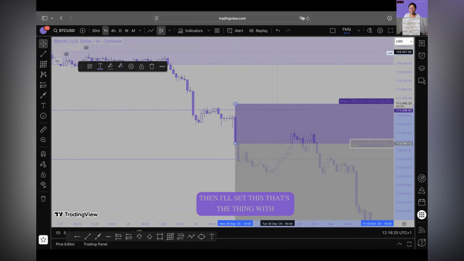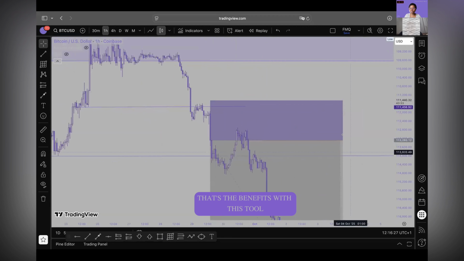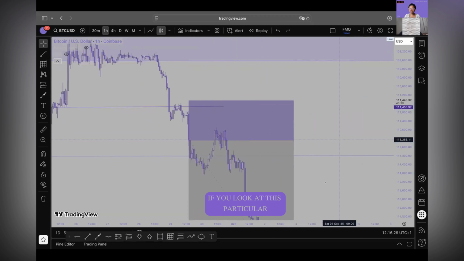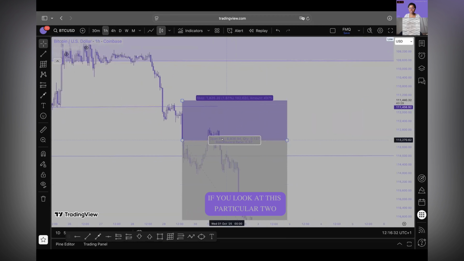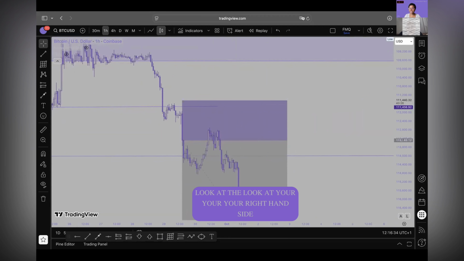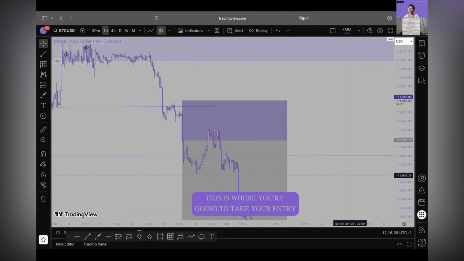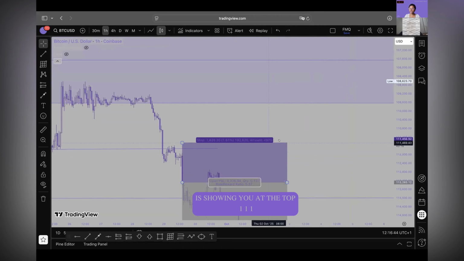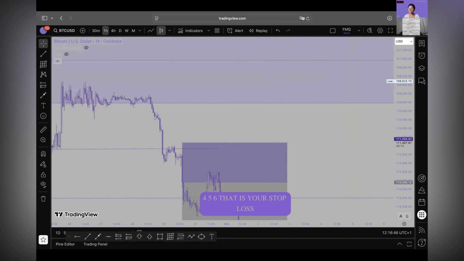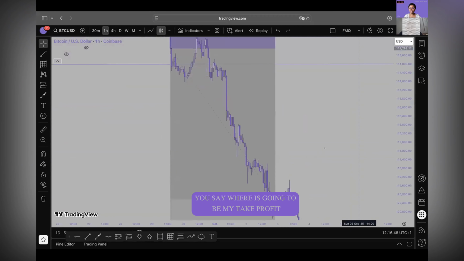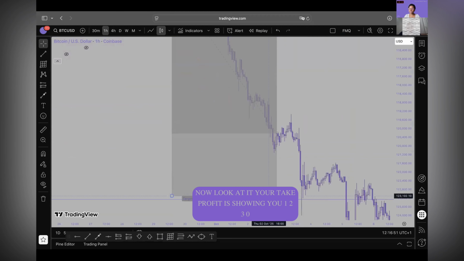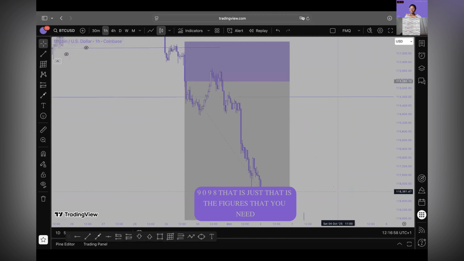Then I'll set this. That's the benefit of this tool. This tool just gives you everything. If you look at this particular tool, look at your right hand side. Are you seeing this number 113283? That is already telling you that this is where you're going to take your entry, and your stop loss is showing you at the top 111456. That is your stop loss. If you come there, you say, where is my take profit going to be? Now look at it. Your take profit is showing you 123,098. Those are the figures that you need.